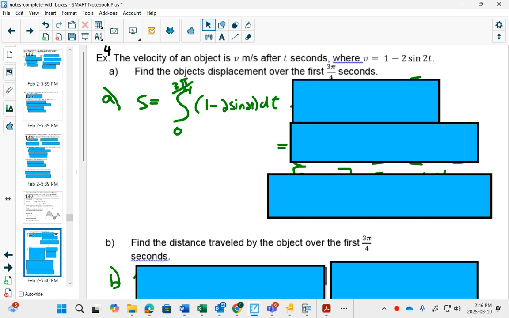Trying to think, what real life example would you ever use pi when referring to time? Have you ever asked your parents or siblings, what did you do in the last 5 pi minutes?